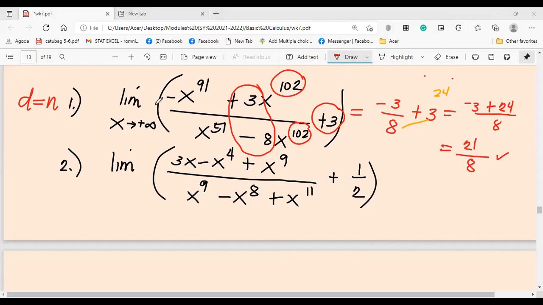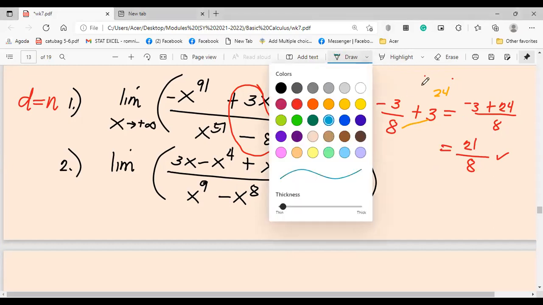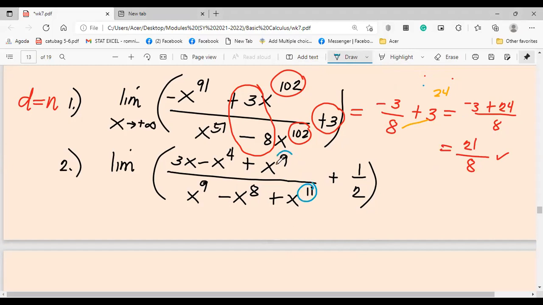And what about in number 2? By inspection, nakikita mo, I'm using another color, you see that 11 is greater than 9. The degree of the denominator is greater than the numerator. I'm just using d greater than n to indicate that we're referring to the exponent, to the degree. I'm not referring to the variable d. D is denominator, n is numerator. I'm just using these initials or small letters.